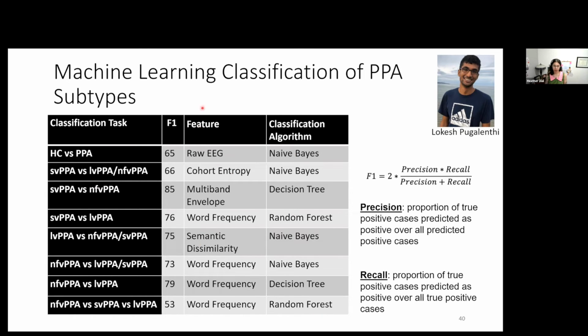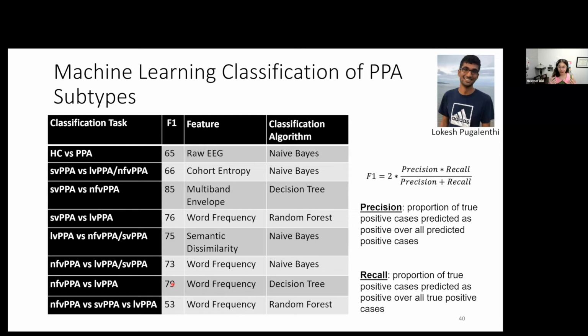And what I have here is the outcomes for the best model balancing precision, so that's the proportion of true positive cases that are predicted as positive over all predicted positive cases, as well as recall, which is the proportion of true positive cases predicted as positive over all of the true positive cases. So F1 balances these two. And you can see here a range, like the worst model that we have is this three-way differential diagnosis by PPA subtype. But I really want to draw your attention to this non-fluent versus logopenic one.